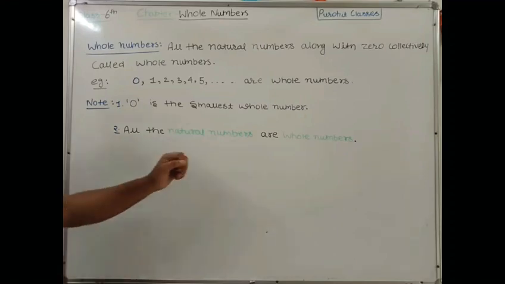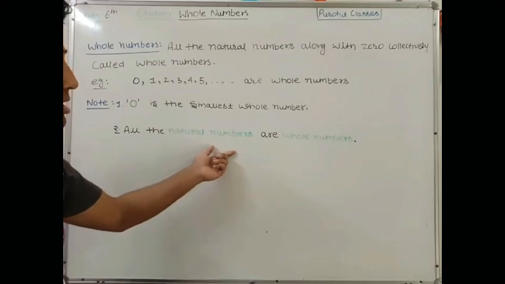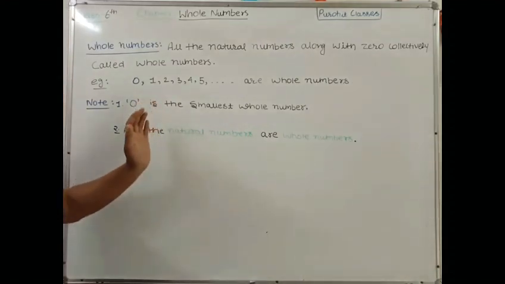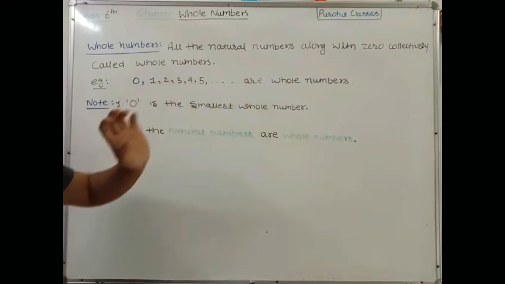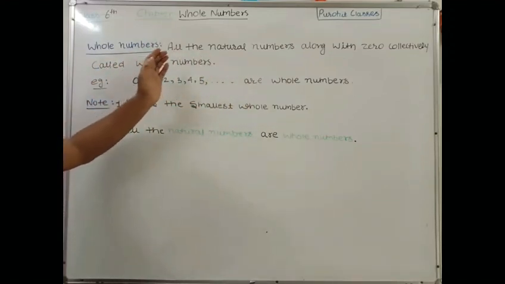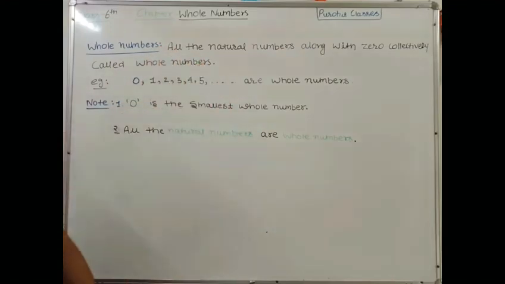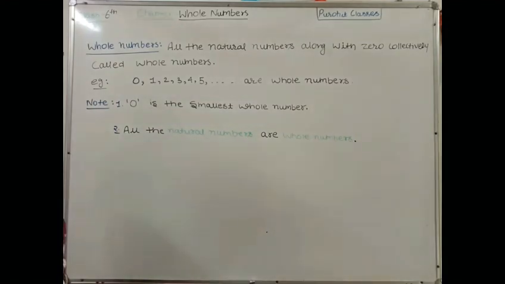So how will we decide? Let's see, the statement is: all the natural numbers are whole numbers. Look, what are the natural numbers? 1, 2, 3, 4, 5, 6, 7, 8, 9 up to infinity. As you can see, the definition itself says all the natural numbers along with 0 are collectively called whole numbers. It means all the natural numbers are whole numbers. So this you have to keep in your mind.